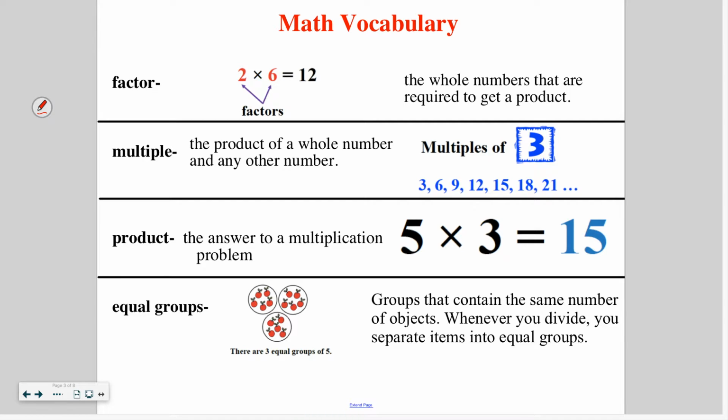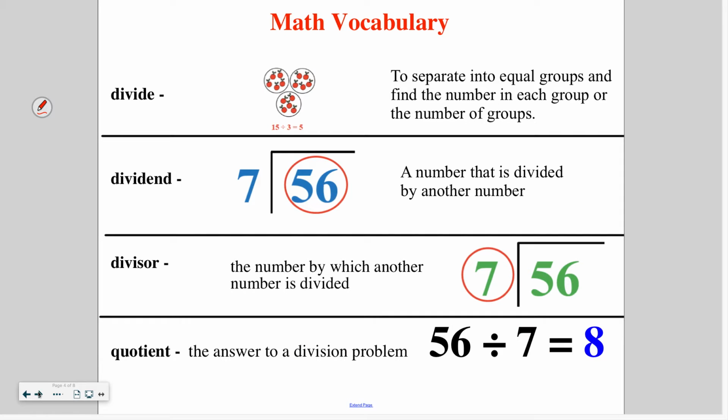The product is the answer you get from a multiplication equation. So 5 times 3, the product is 15. 5 and 3 are the factors in this problem. Equal groups is a strategy that you can use to divide, but you can also use it to multiply. There are an equal number of groups, or the same number in each group. That's why it's called equal groups.